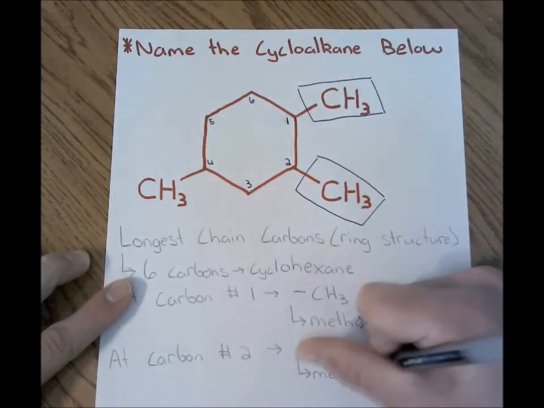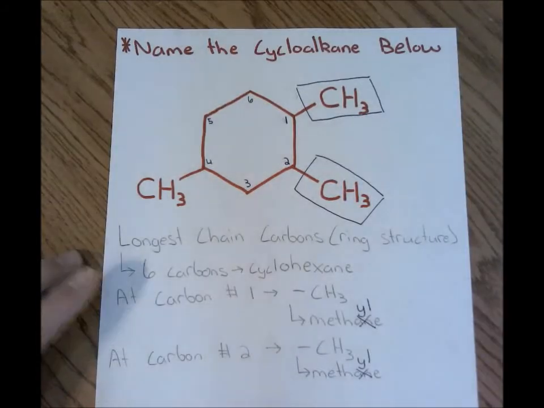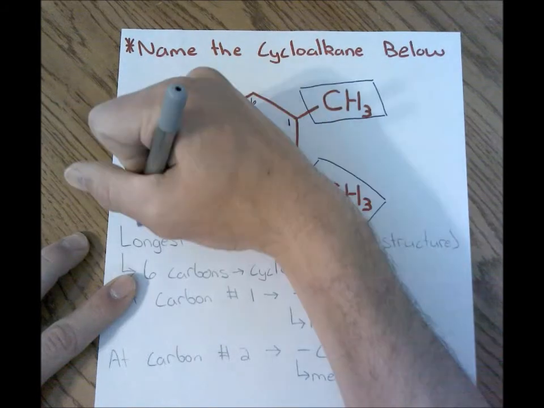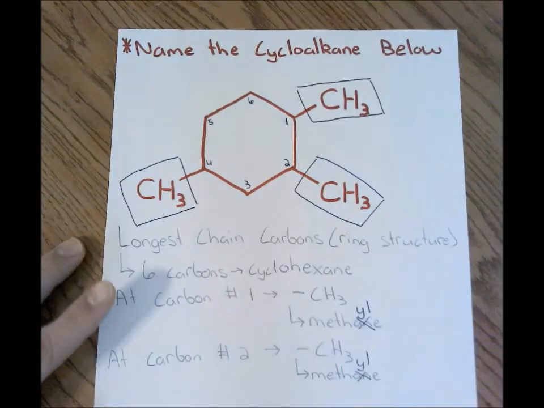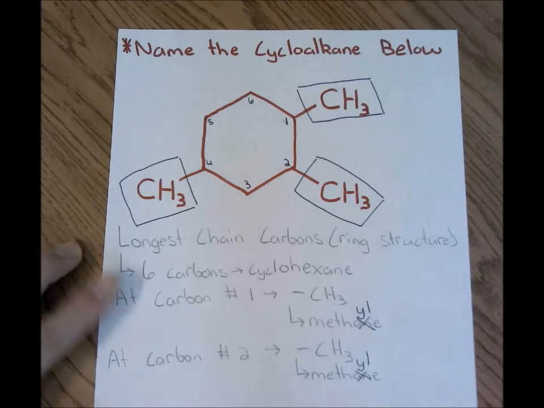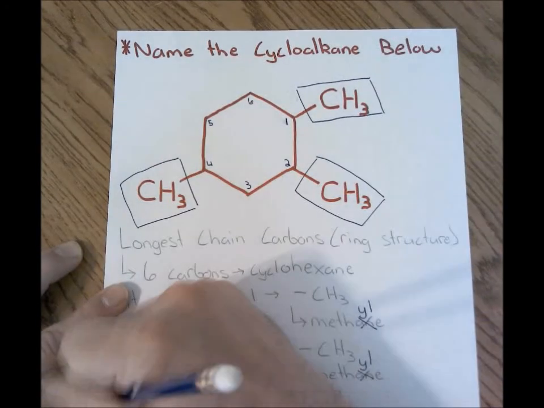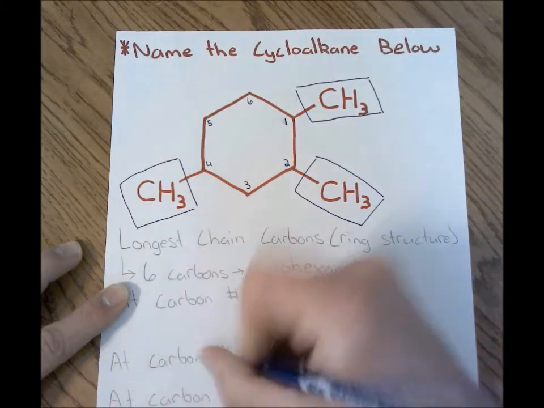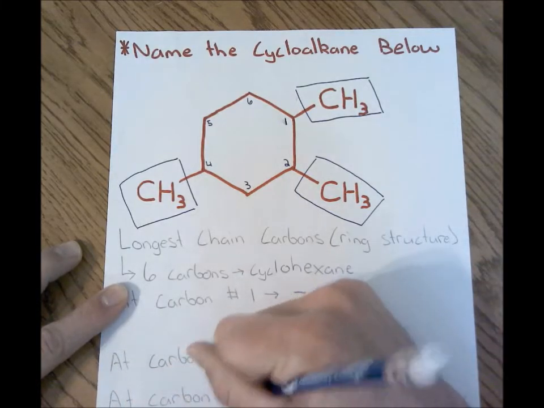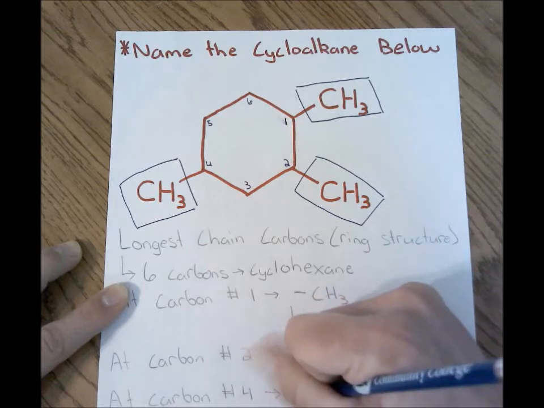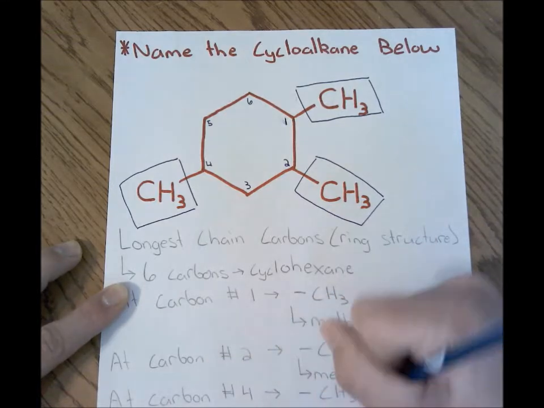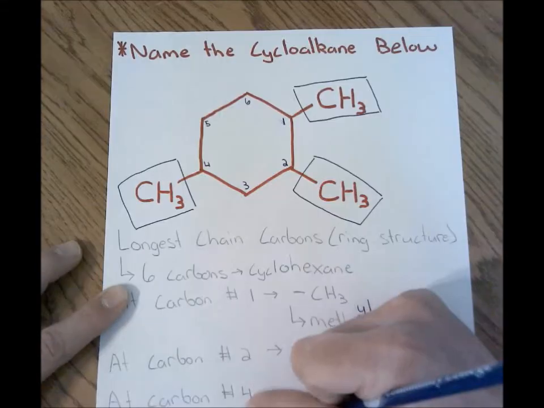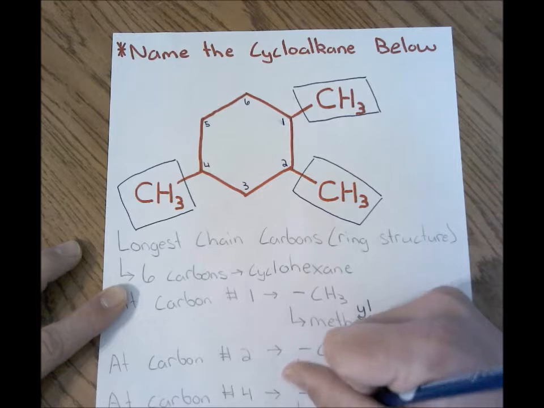And so we get to our final attached group, which occurs over here on carbon number 4. At carbon number 4, we have an attached CH3 group. Again, CH3 is methane, but we cannot have the ane ending because this is an attached group, or what the textbook likes to call a substituent. So we have to change it to yl.